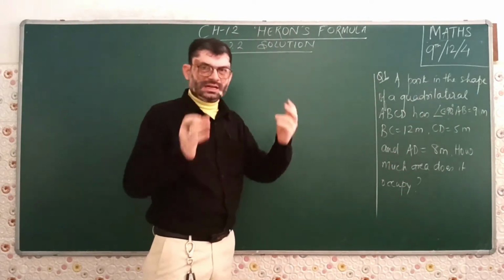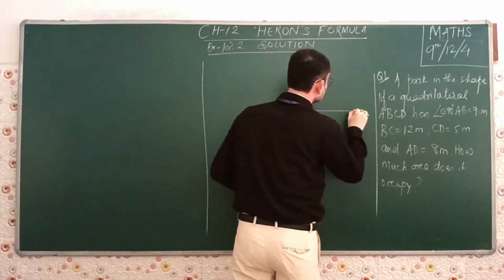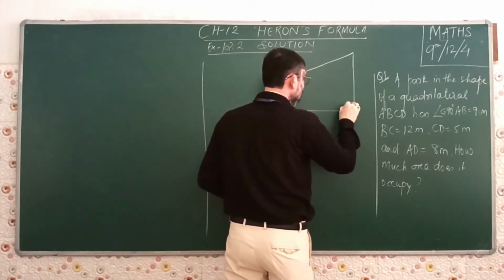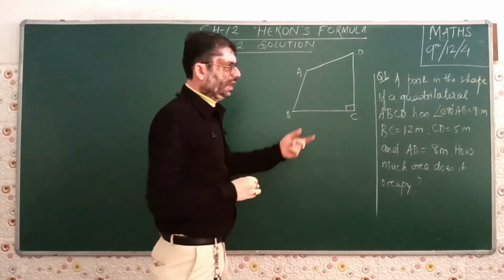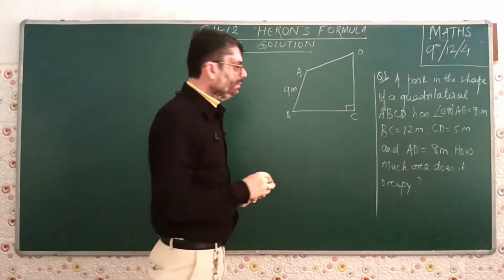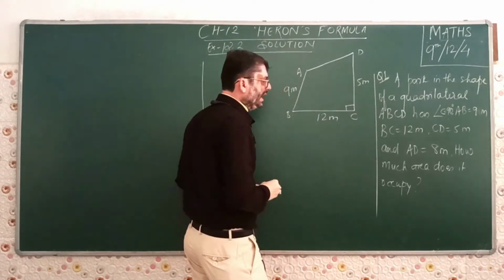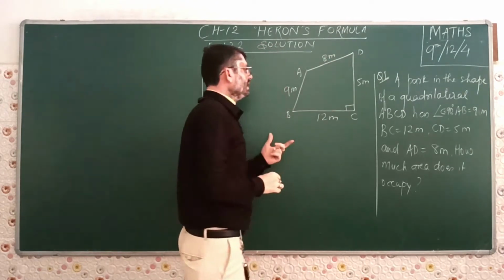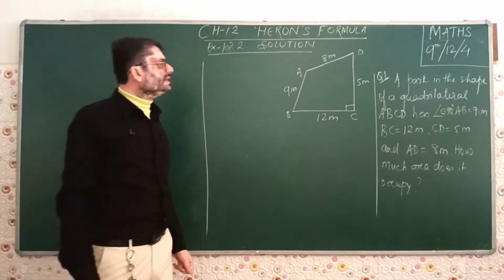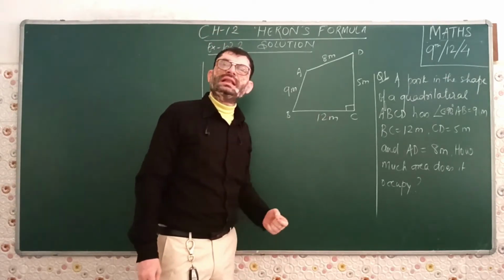90 degrees. So first of all, let us draw a quadrilateral and name the sides. So this is my quadrilateral. A, B, C, angle C is 90 degrees and D. And we are given AB equals 9 meters, so this is 9 meters. BC equals 12 meters, so this is 12 meters. CD is equal to 5 meters, then this is 5 meters, and AD equals 8 meters. These are the lengths that are given to us: AB equals 9 meters, BC equals 12 meters, CD equals 5 meters, and AD equals 8 meters with angle C equal to 90 degrees.